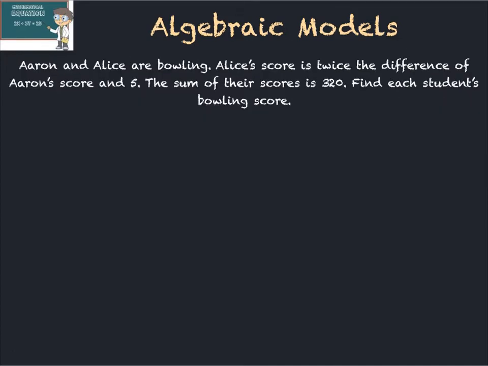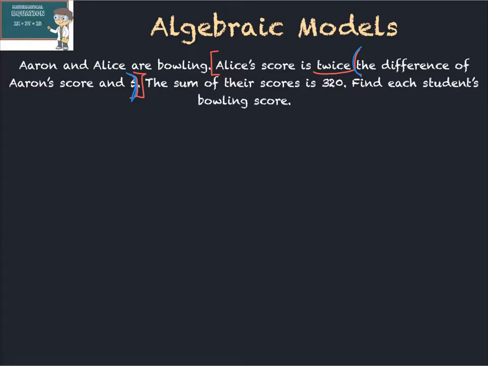Let's do it. So here we have Aaron and Alice are bowling. Alice's score is twice the difference of Aaron's score and 5. Now this looks familiar. If you remember from a couple weeks ago, this is one of our parenthesis phrases. So twice means multiply by 2, but we're multiplying the entire difference. Let me do that with a different color. The entire difference of Aaron's score and 5.